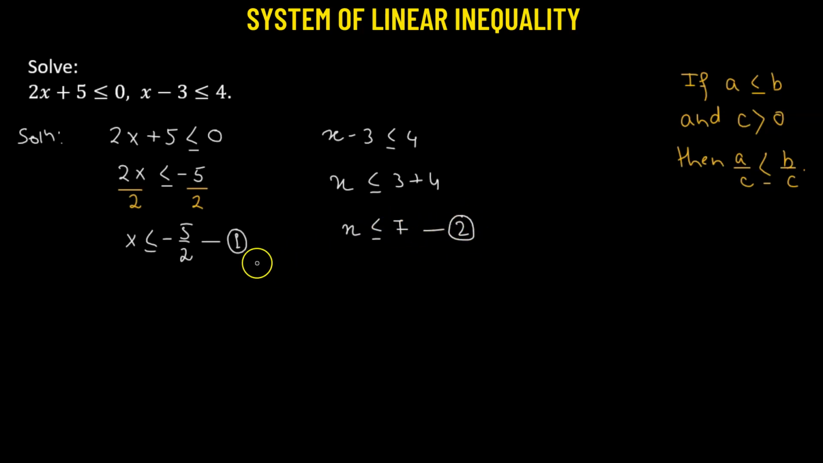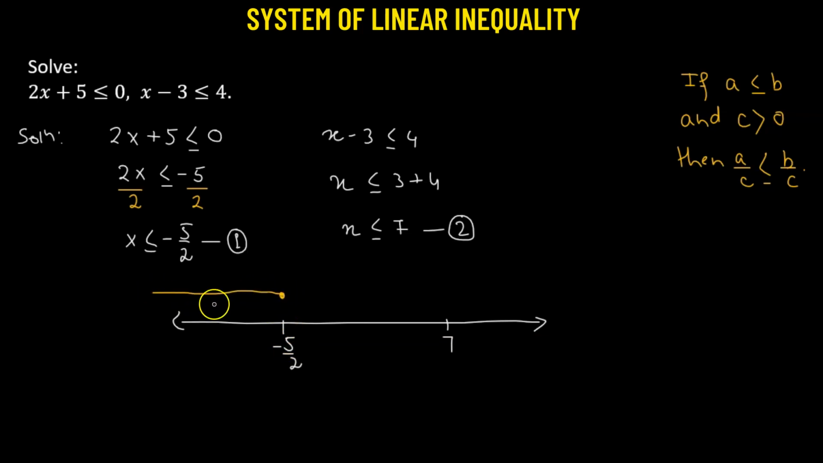Now we want to find a solution which is common to both 1 and 2. For this, we'll consider a number line, and on this number line we'll take negative 5 over 2 and positive 7. For the first one, we have x less than or equal to negative 5 over 2. So here we have to consider all the values of x, including x equal to negative 5 over 2 and its values less than negative 5 over 2. That means the solution is going to lie to the left of negative 5 over 2 and extend all the way up to negative infinity.